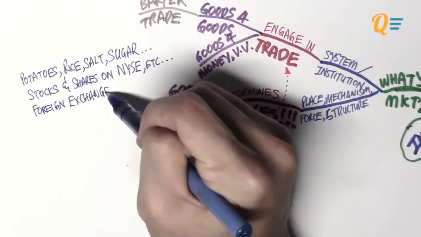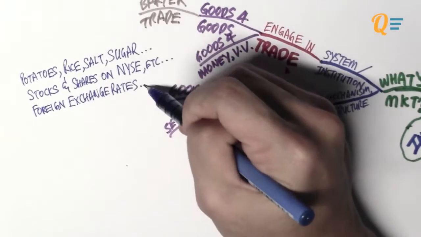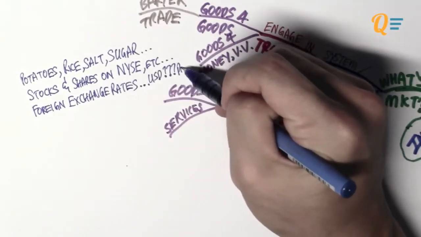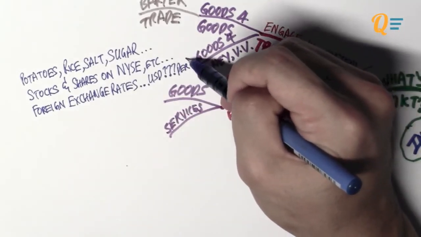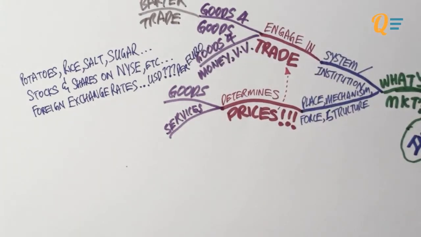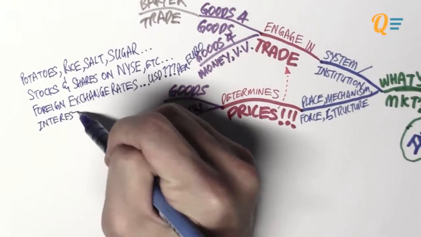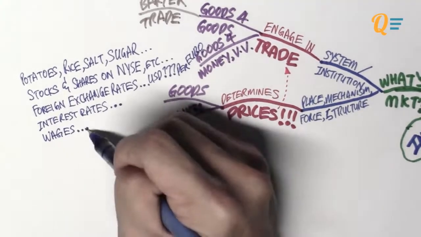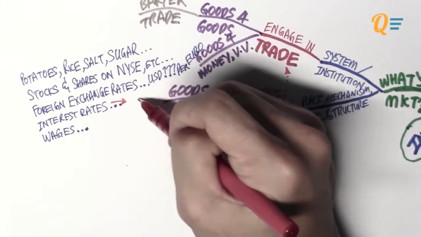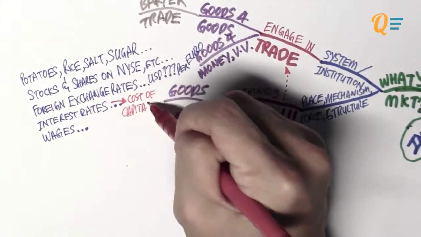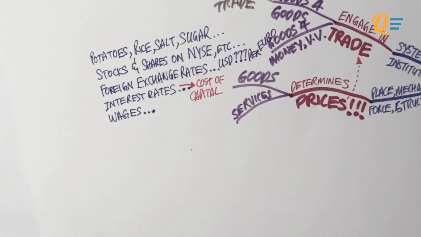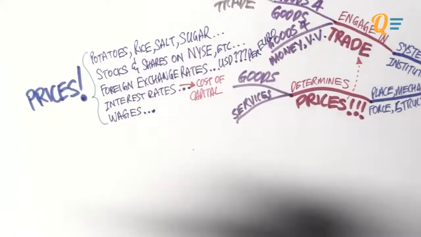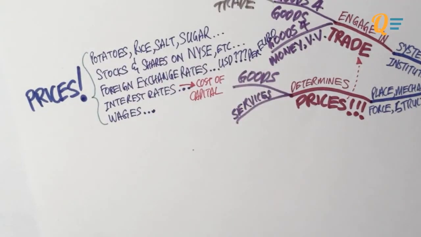And you even have foreign exchange rates. Foreign exchange rates are also determined by the markets. So I'm talking about, how much USD can I get per euro? That's a form of exchange rate. Interest rates are also determined by the markets, and also wages, the amount of money that we pay to workers. Interest rates, just to remind you, is also known as the cost of capital. So all these things over here are essentially prices, right? So the market determines all these prices.